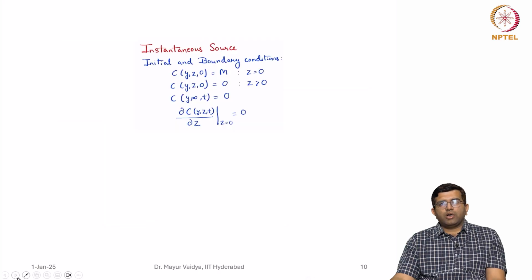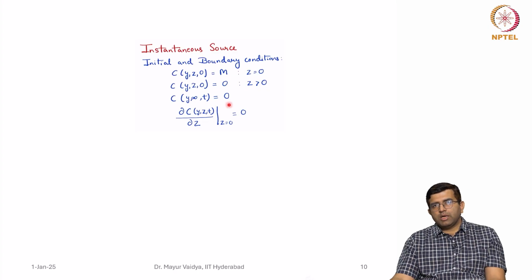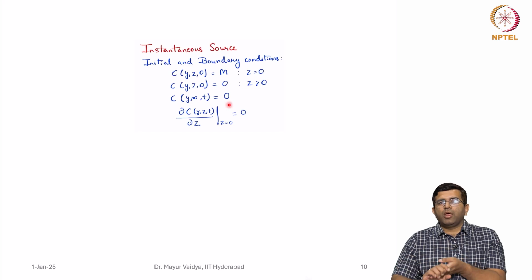Similarly, for the instantaneous source, now the boundary conditions will change. At t equal to 0, the concentration at the surface is m. At t equal to 0, for any z greater than 0, the concentration is 0. At z equal to infinity, the concentration goes to 0. Again, it indicates it is an infinite domain problem, and the dou c by dou z at z equal to 0 is also 0.